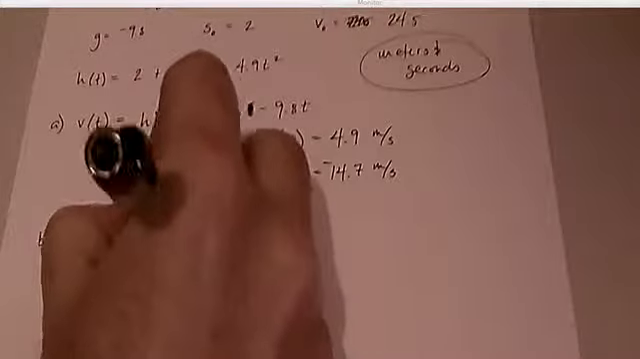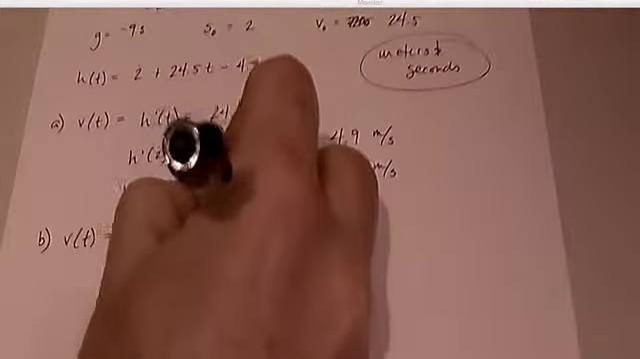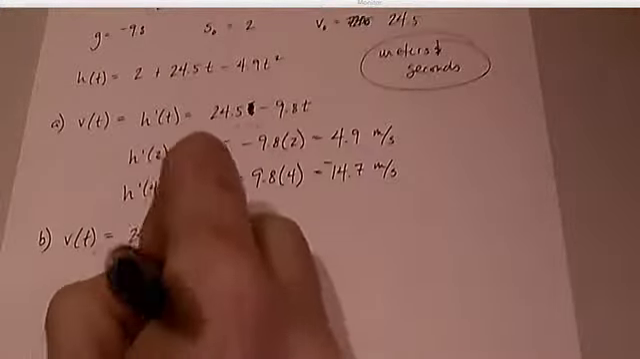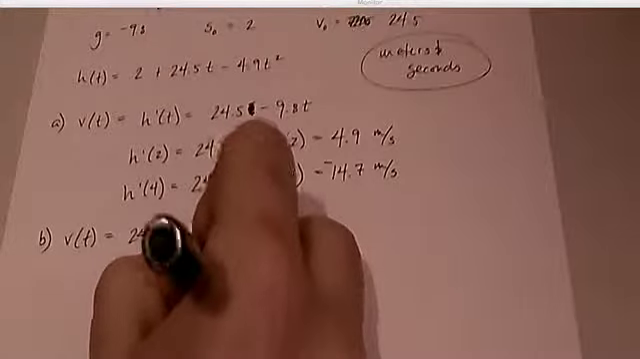Okay, so when I have a velocity of 0, I simply have to find my velocity function, which I have already found, 24.5 minus 9.8t, and I need to set it equal to 0. Okay, that means that t is equal to 24.5 divided by 9.8, and that winds up being 2.5.